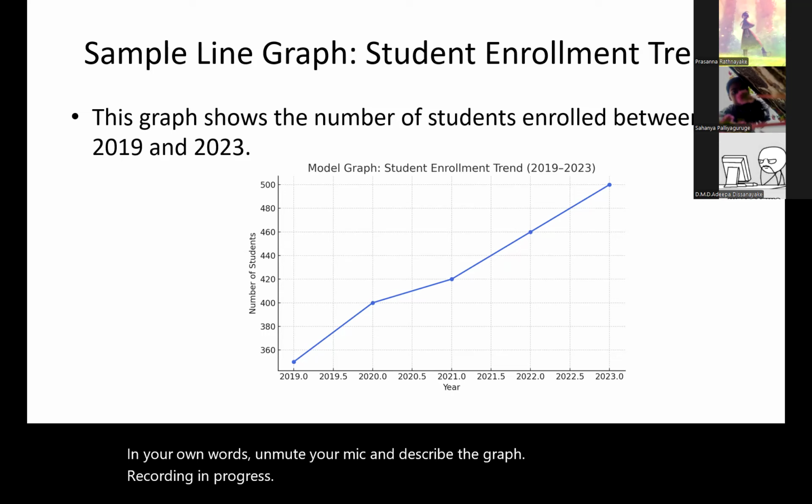This graph represents the trends of student enrollment from 2019 to 2023. X-axis shows the years while y-axis shows the number of students. The student enrollments increased gradually from the beginning and has reached the maximum in 2023, which is 500. Also, no decreases have been observed during the specified period.